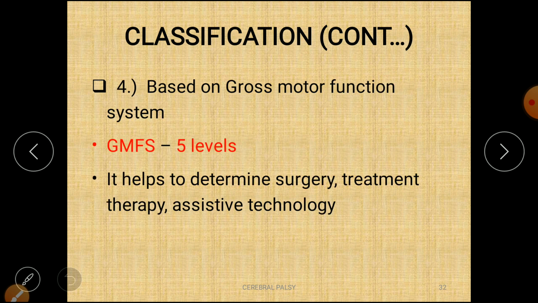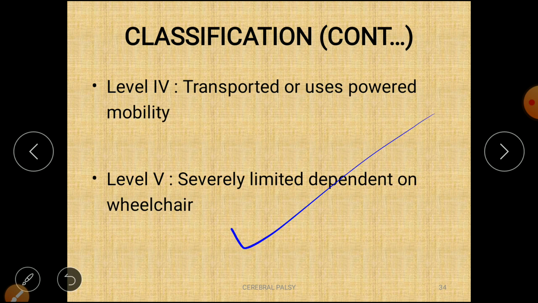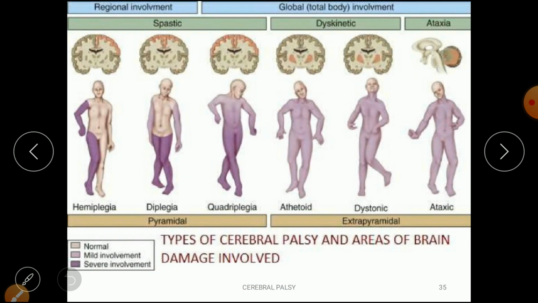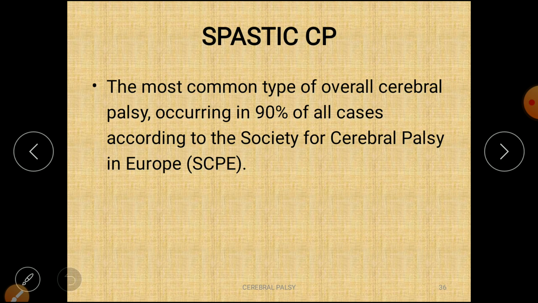Fourth is classification based on the gross motor function system, which is very helpful, that is GMFCS. It has 5 levels, and it helps determine surgery, treatment, therapy and assistive technology. So in total there are 5 levels: 1, 2, 3, 4 and 5. So these are the basic classifications of cerebral palsy. Now we will discuss them one by one in the next part 2.